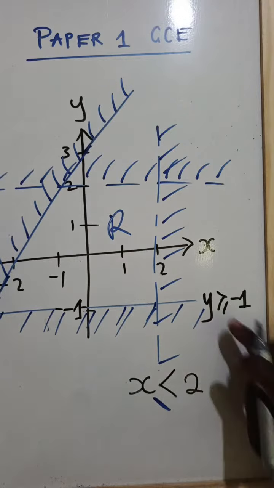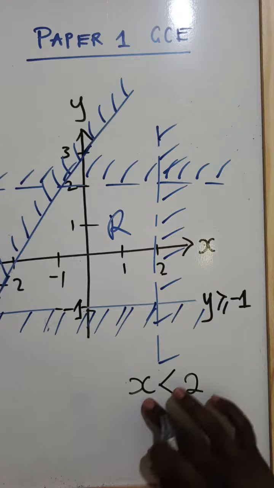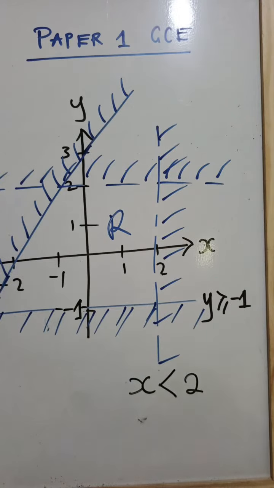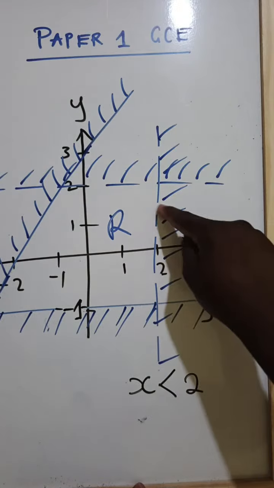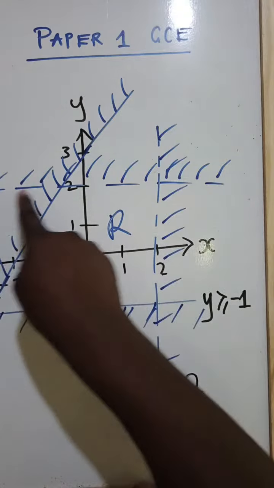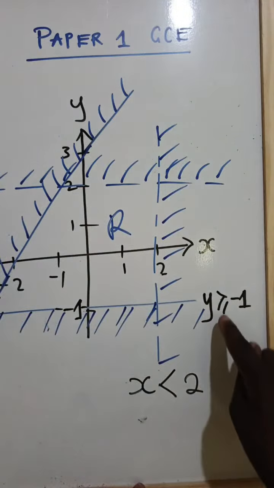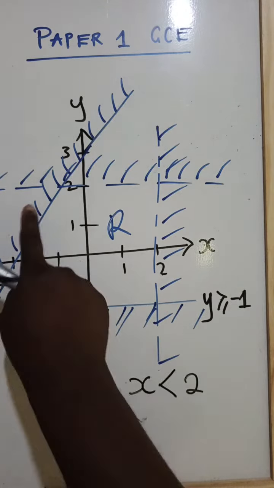And why have I not put this sign? Look at this one. This one is greater or equal to, but this one I've just said is less than 2. Why? It's because this line is dotted. Can you see? This one is a bold line, but this is the dotted line. The same applies to this, it is a dotted line. It should not have this sign right here. Are we okay?